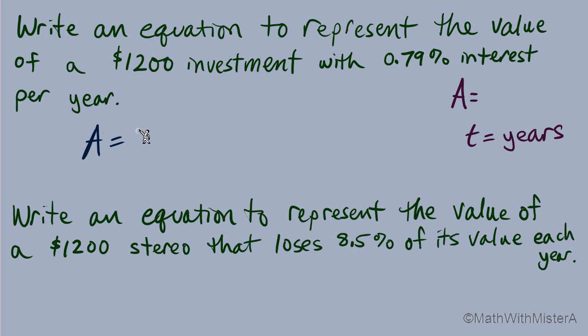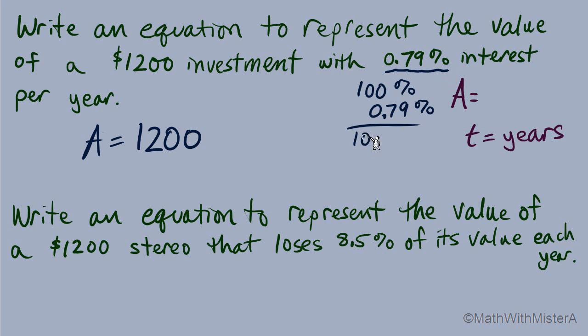In the first example, we're starting with $1,200, and we have a very small 0.79% increase. Well, starting at 100% and adding 0.79%, it takes us to 100.79%. So as a decimal, that is 1.0079. And the exponent, how many times should we do this percent increase? We want to do it for each year.